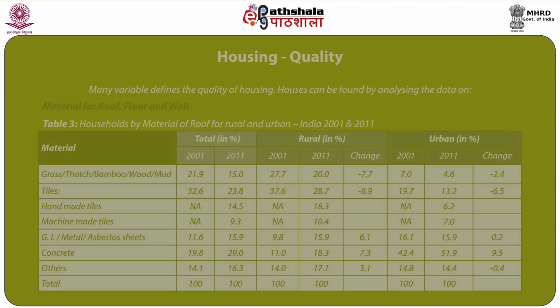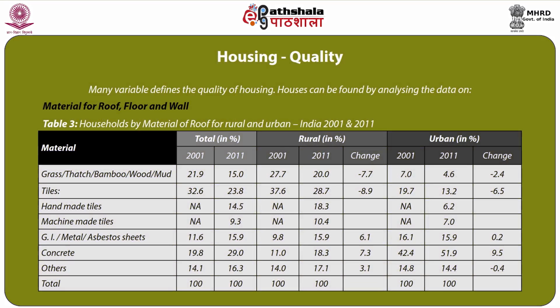Housing quality. Many variables define the quality of housing. Houses can be assessed by analyzing the data on material for roof, floor and wall. Table 3. Households by material of roof for rural and urban India, 2001 and 2011. Among the various materials listed for roof, the main ones are grass, thatch, bamboo, wood or mud combined as one category, then tiles, handmade tiles, machine-made tiles, GI, metal, asbestos sheets, concrete and others.